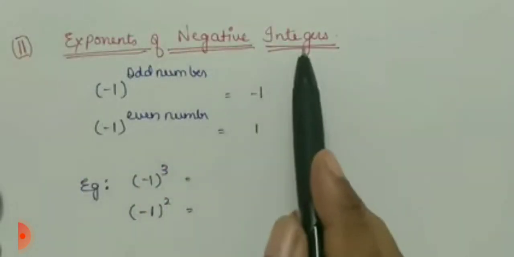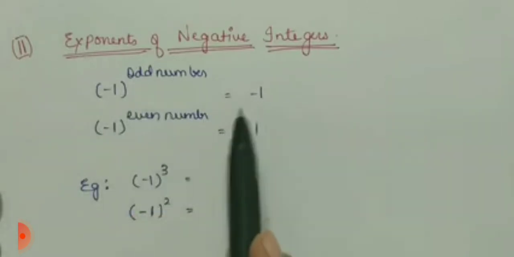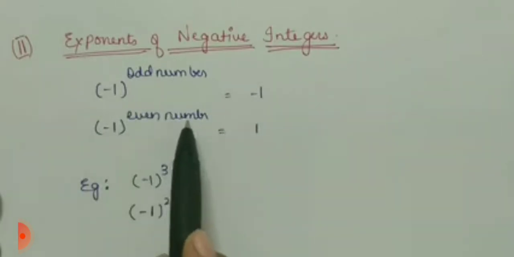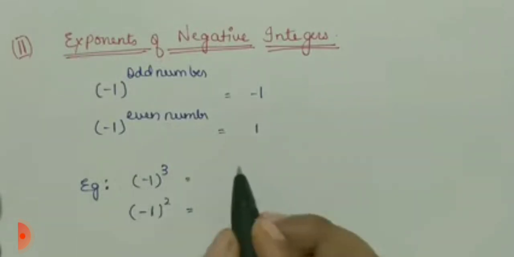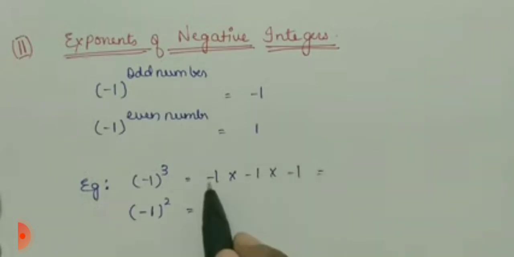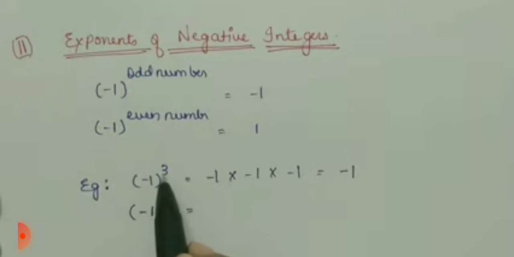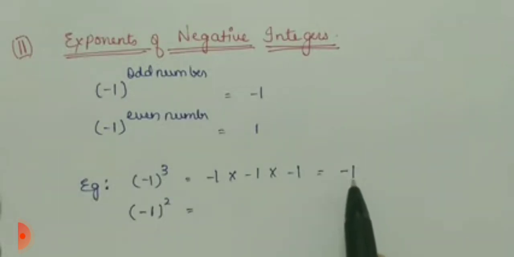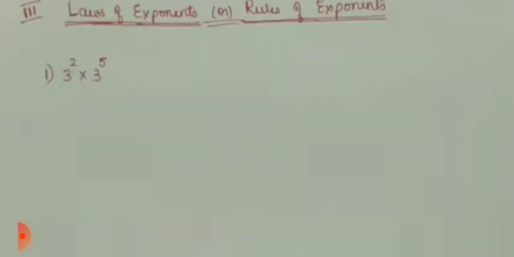Exponents of negative integers. Minus 1 to the power of an odd number is equal to minus 1. Minus 1 to the power of an even number is equal to 1. Example: minus 1 to the power 3 equals minus 1 into minus 1 into minus 1, which is equal to minus into minus plus, plus into minus, minus 1. Minus 1 to the power of an odd number equals minus 1. Minus 1 to the power of an even number: minus 1 into minus 1 equals 1.